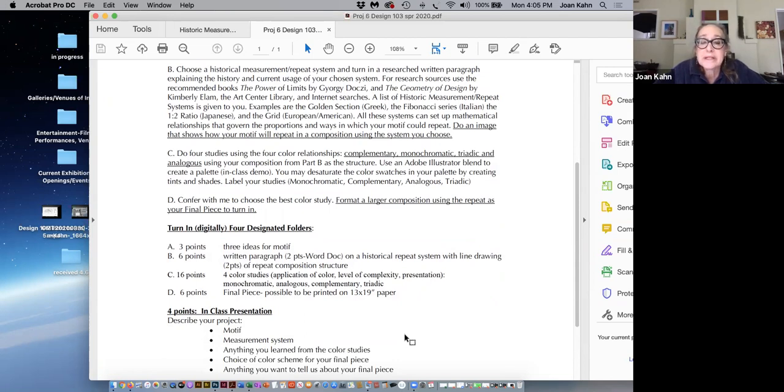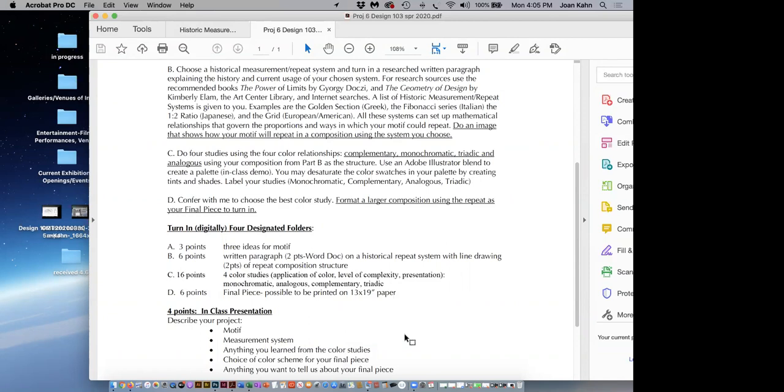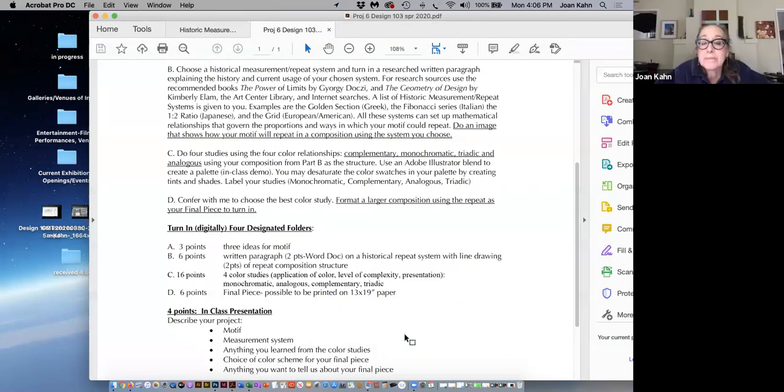Turn in digitally 4 designated folders. Part A is the motifs. Part B, I'll go over this again later, maybe in a week or so. Part B is the written paragraph on a historical repeat system with a line drawing. It doesn't have to be a line drawing. It can be a grayscale study because you're photographers. So line drawing is for the other class, which is primarily graphic art and illustration students. So they're not using photographic imagery, but since I'm letting you use photographic imagery, you could just do it in grayscale. 16 points for color studies, and then the final piece.